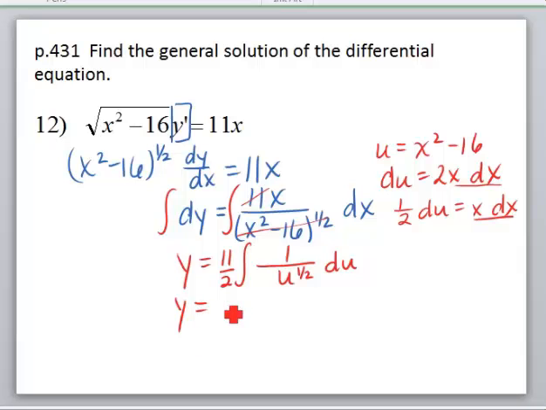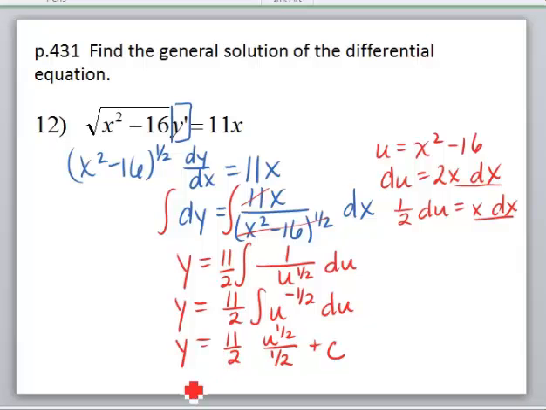So when I integrate, I'm really integrating u to the negative 1/2. I'll raise this by 1 and put it over that power, plus c. So I end up getting y equals 11, the square root of, and I just say 11 because 11 over 2 times this 2 over 1 cancels. U to the 1/2, that's the x squared minus 16, and then I have plus c.